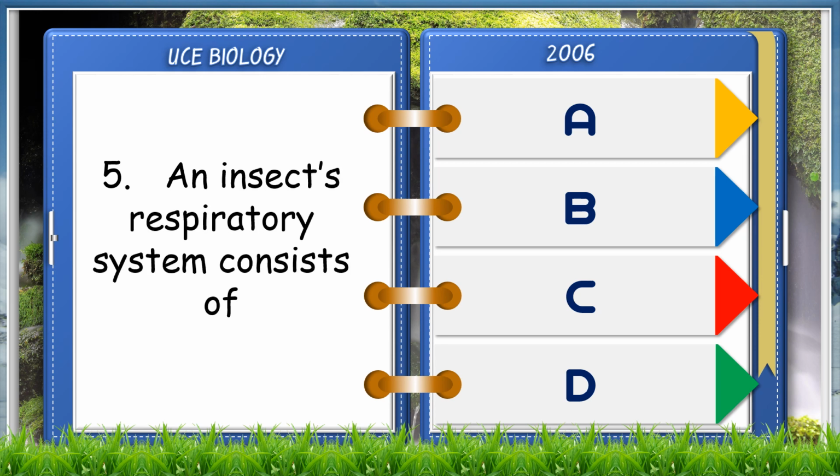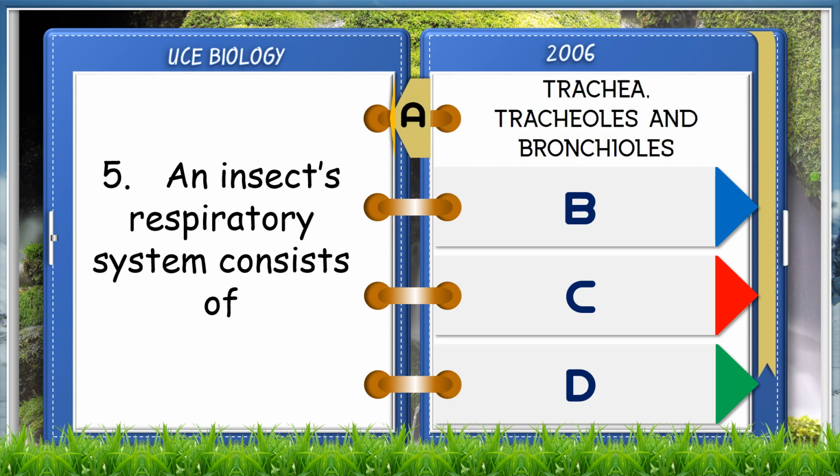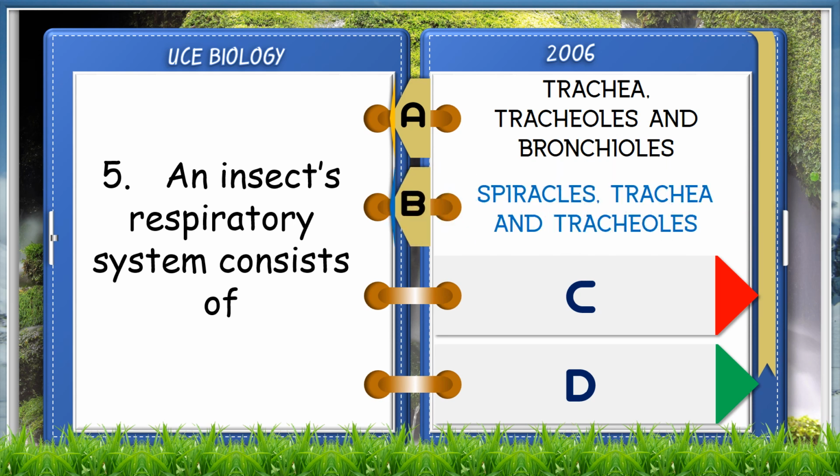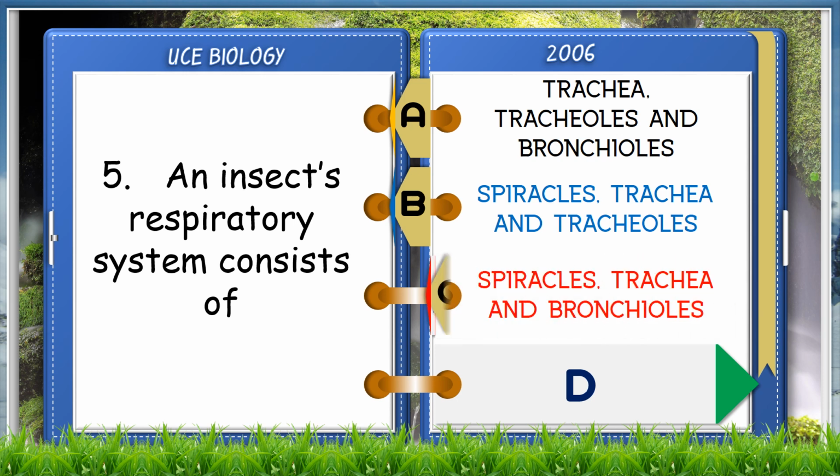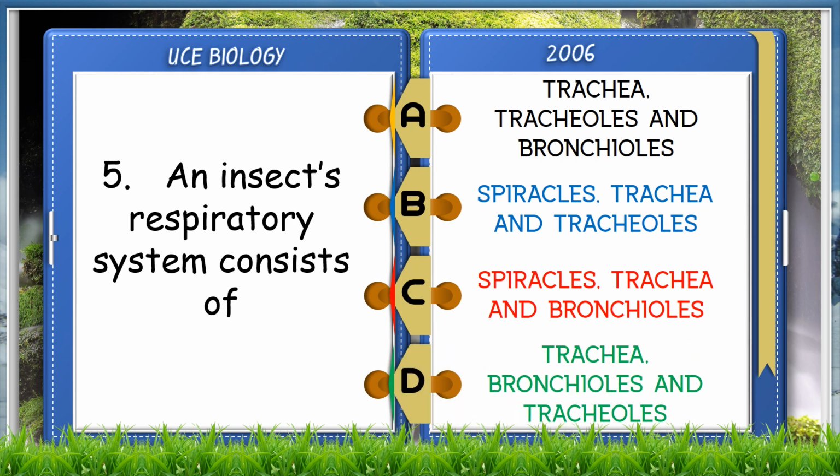An insect's respiratory system consists of: A. Trachea, tracheals, and bronchioles, B. Spiracles, trachea, and tracheoles, C. Spiracles, trachea, and bronchioles, D. Trachea, bronchioles, and tracheals. The answer is B. Spiracles, trachea, and tracheoles.